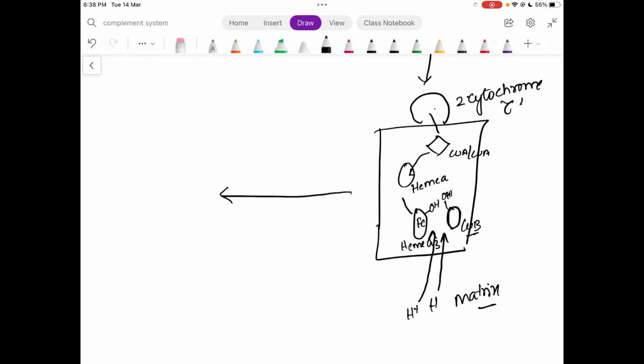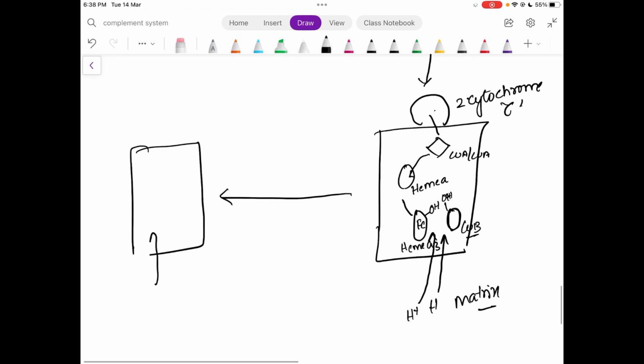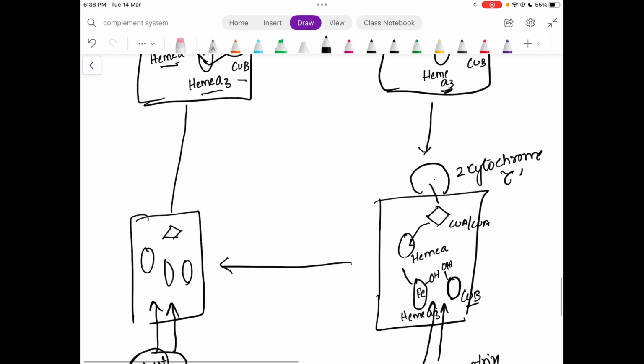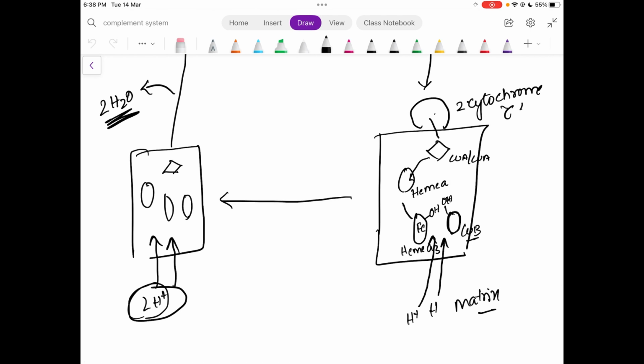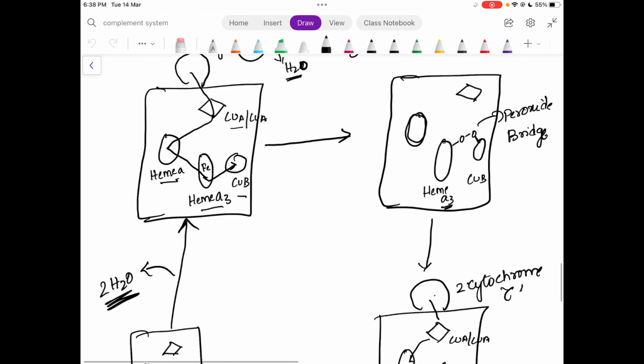Next, what will happen here? Again they will take two hydrogen atoms, and again it will participate in the cycle. This goes back here, and with this we'll get two water molecules. We have two oxygen atoms, one oxygen atom.